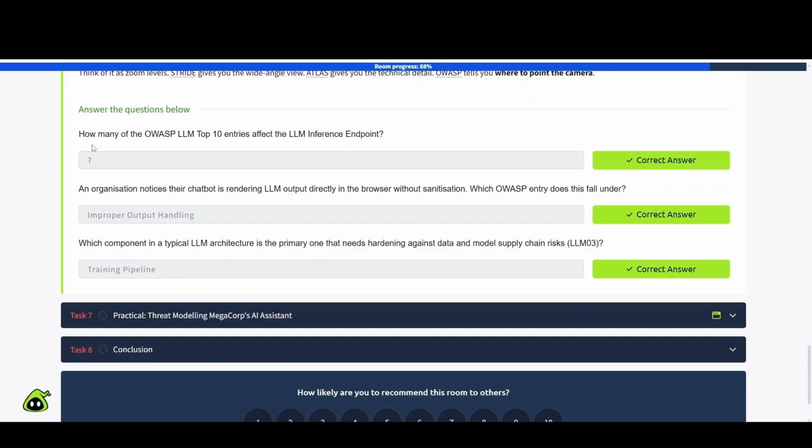All right, let's take a look at these questions. How many of the OWASP LLM top 10 entries affect the LLM inference endpoint? That's going to be 7. So remember that I think this one had the most, or at least a lot of them, as you can see there.